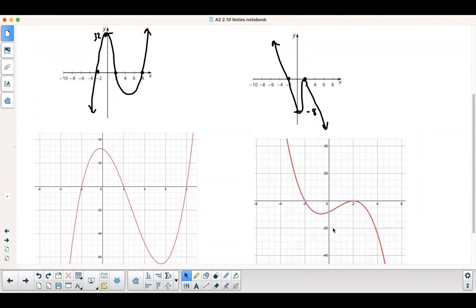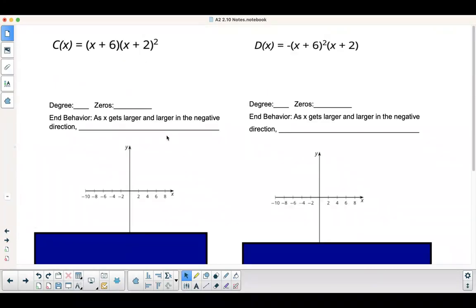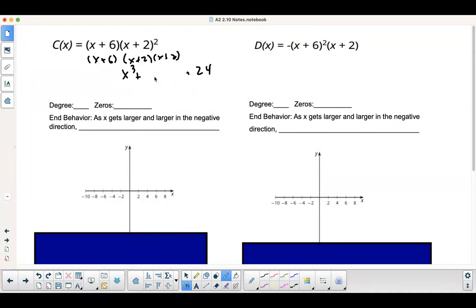Same idea over here. Looks like -8 is my y-intercept. I'm a little off with how deep I went and my graph is a little sloppy, but same general shape. My x-intercepts are correct as well. So again, remember this is x plus 2 times x plus 2. So if I multiplied the x's, I get my first term is x cubed, and my y-intercept is 24. I don't really care about the middle. Degree is 3. My zeros are -6 and -2. -6 has an odd multiplicity, so that's going to cross. -2 has an even, so that's going to bounce.